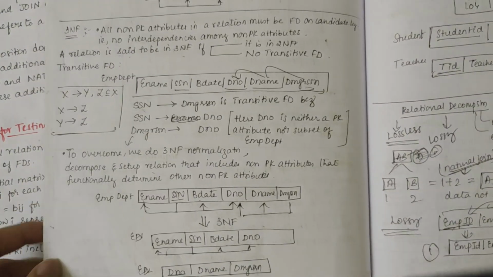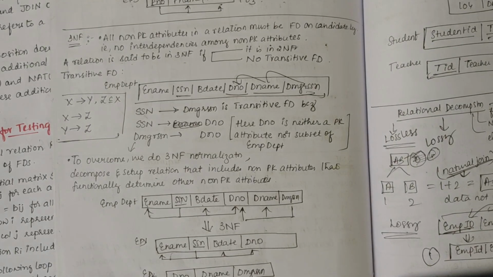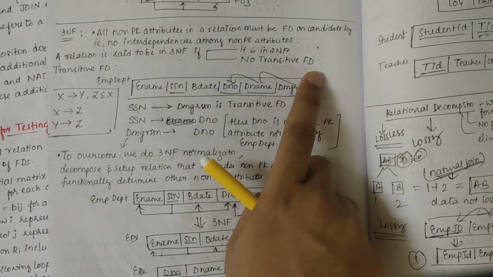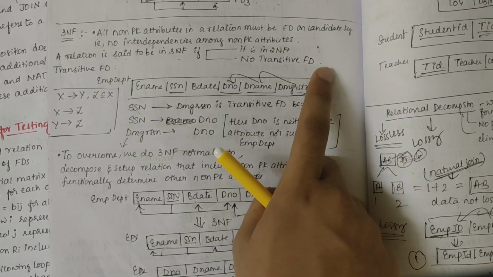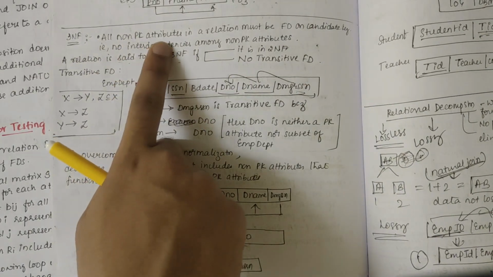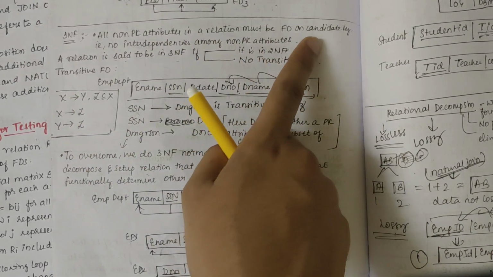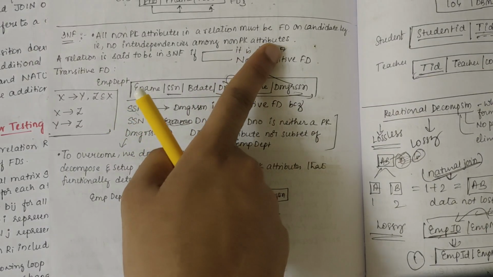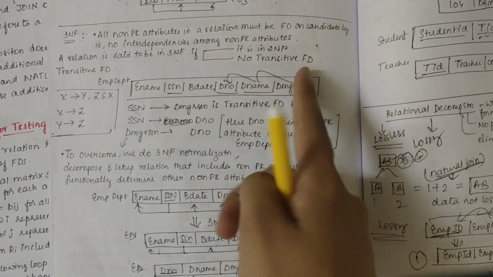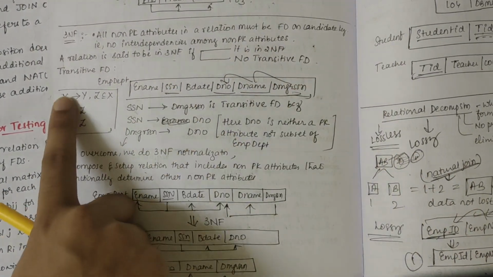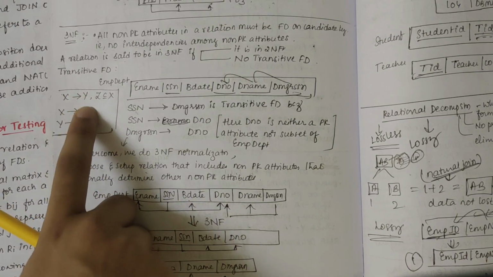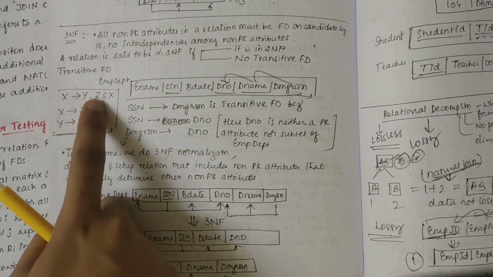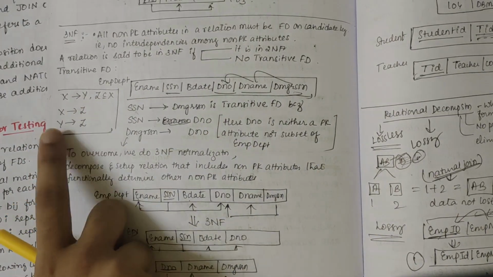Looking into 3NF, there are two conditions again. It has to be in 2NF firstly, and have no transitive functional dependency. So all non-primary key attributes in a relation must be functionally dependent on the candidate key. That is, no interdependencies among non-primary key attributes. So we'll understand what transitive functional dependency is. If X determines Y and Y determines Z, and Z is not a subset of X, then X determines Z transitively.